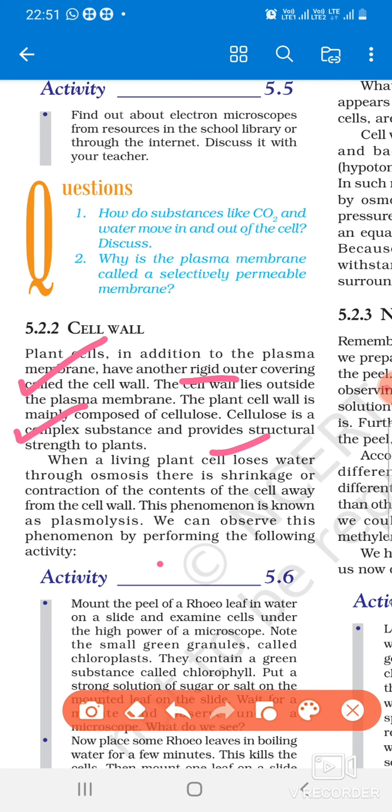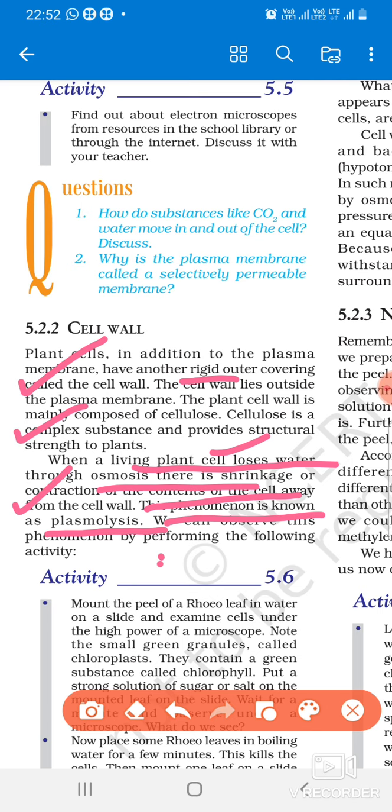And when a living plant cell loses water through osmosis, there is a shrinkage or contraction of the contents of the cell away from the cell wall. This phenomenon is called plasmolysis. This is also very, very important. What is plasmolysis? Plasmolysis means when the cell loses water through osmosis, there is a shrinkage of the contents of the cell away from the cell wall. This phenomenon is called plasmolysis.